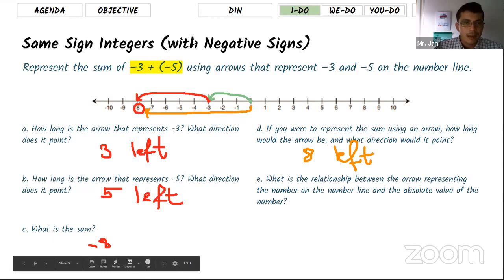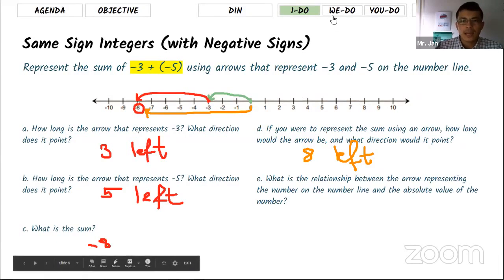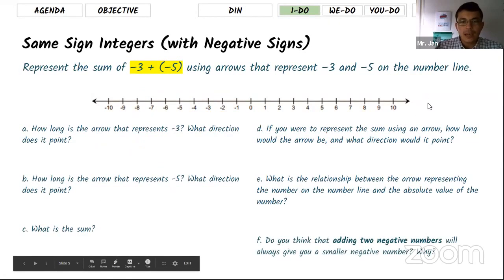So these are the relationships when you keep adding negative numbers, or same sign numbers. In the previous example both were positive numbers. If you keep adding negative numbers, the arrow keeps going to the left side. If you keep adding positive numbers, the arrow keeps going to the right side. Okay, so next thing is without using a number line this time.